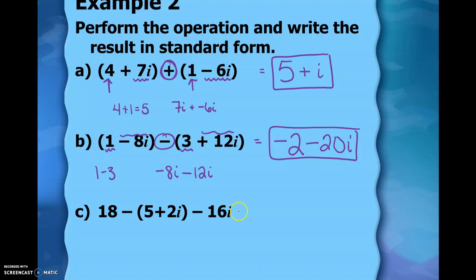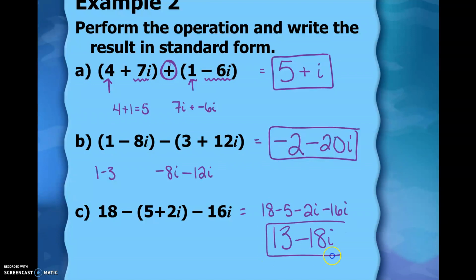Okay, in example C, I would strongly recommend that you take this negative and distribute it into the parentheses. So this is 18 minus 5 minus 2i minus 16i. And you could really do that in B as well. You could distribute the negative and then combine the like terms, whatever you wanted to do to make that make sense in your brain. 18 minus 5 is 13. -2i minus 16i is -18i. Okay, easy peasy.